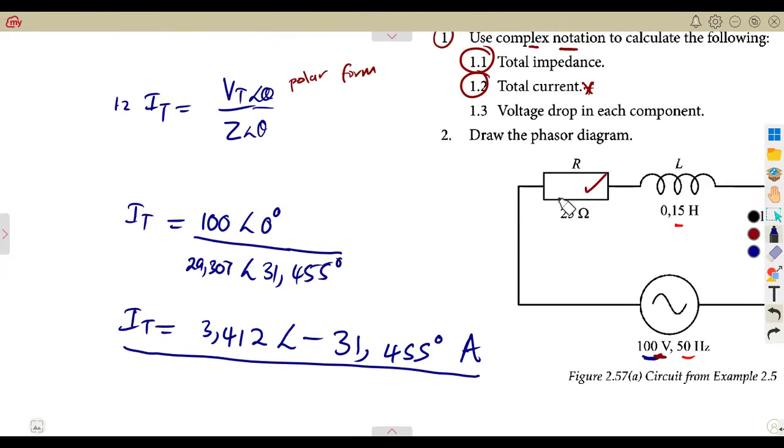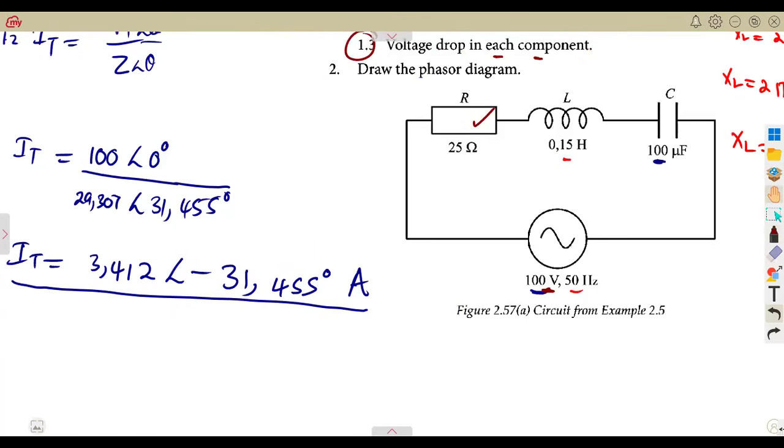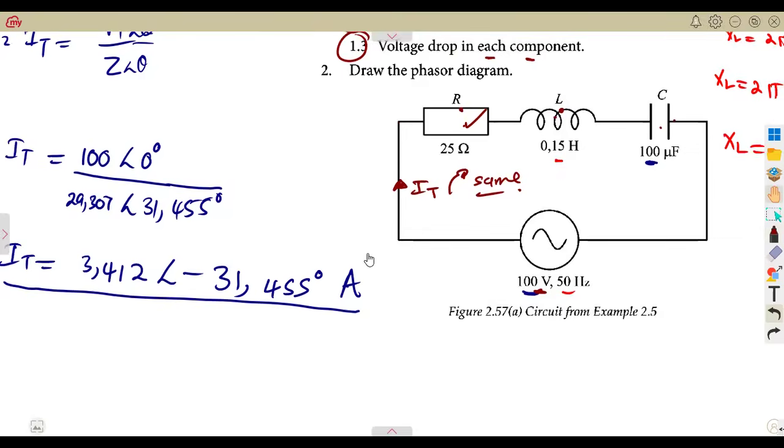Then 1.3, the voltage drop on each component, meaning across the resistor, inductor and capacitor. Remember, we are in a series circuit where this total current is the same throughout. So to have VR, we take the current times the resistance value; for the inductor, the current times the inductive reactance; and for the capacitor, the current times the capacitive reactance. We have got the total current, guys.